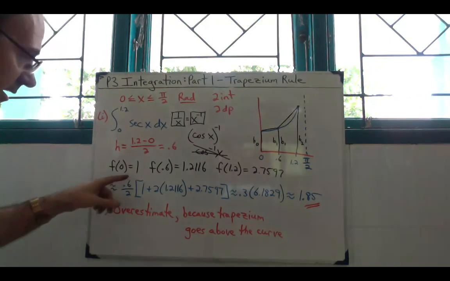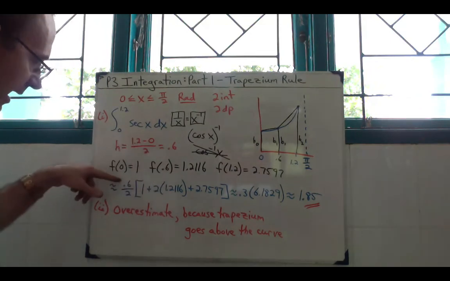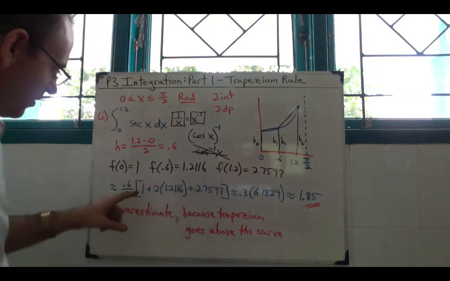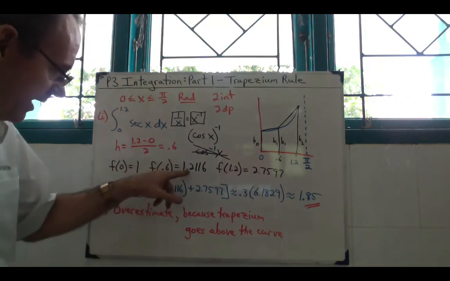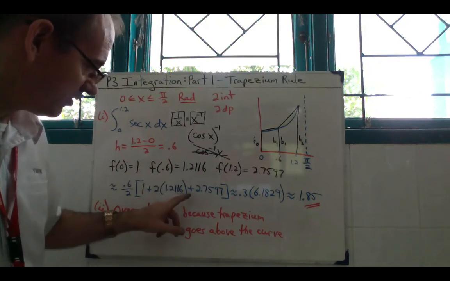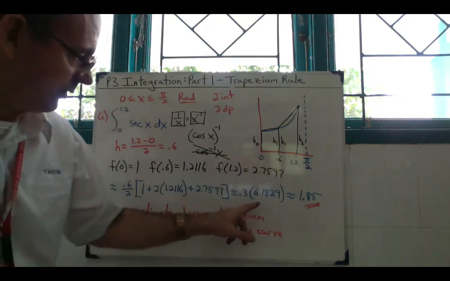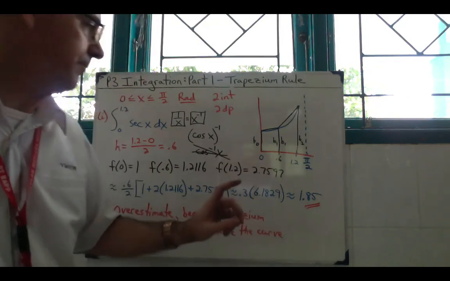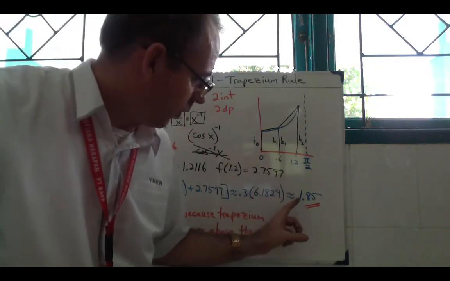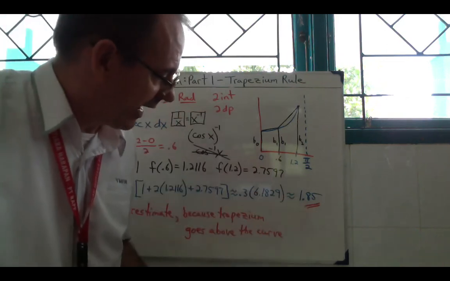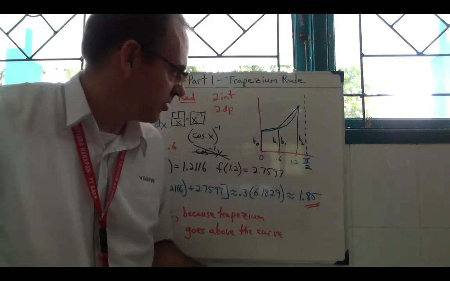So then our formula, 0.6, which is the height, divided by 2, times 1 plus 2 times 1.2116 plus the 2.7597 equals 0.3 times 6.1829, which is approximately 1.85 to 2 decimal places. This is our answer for the area under the curve.